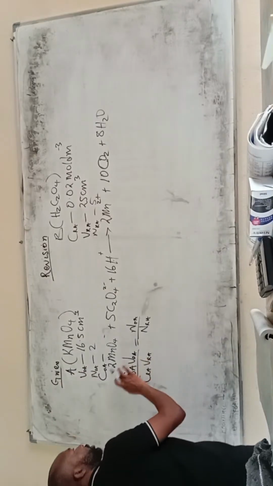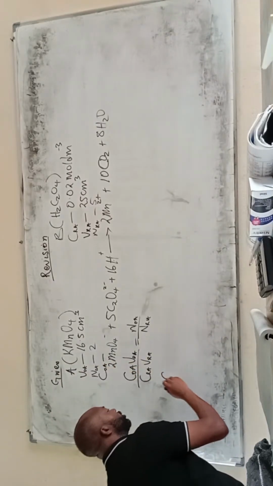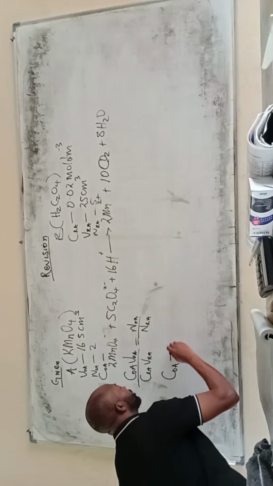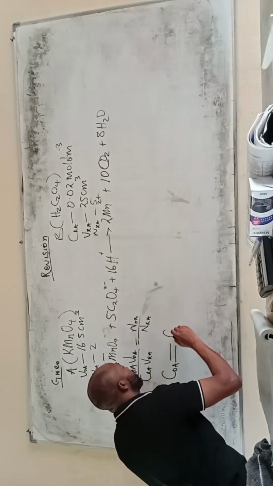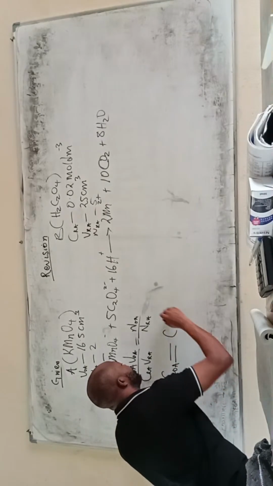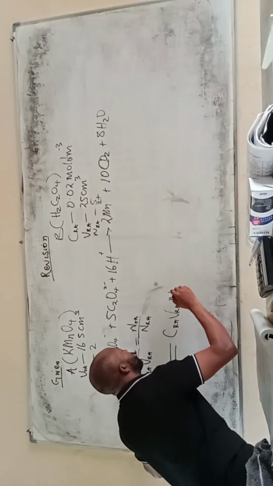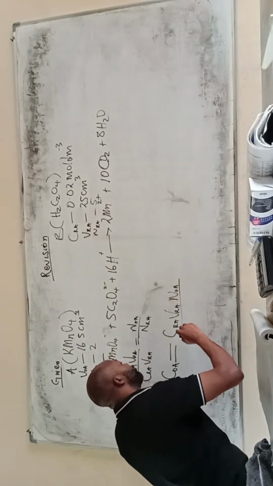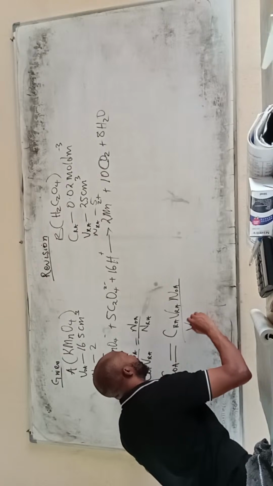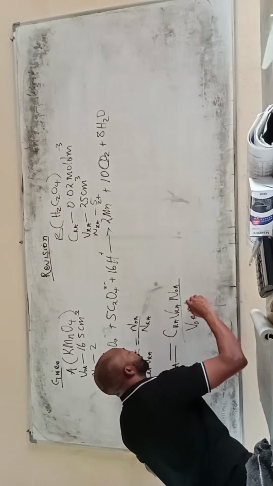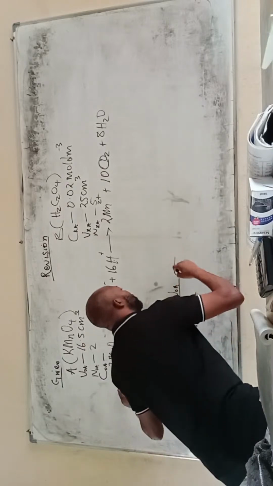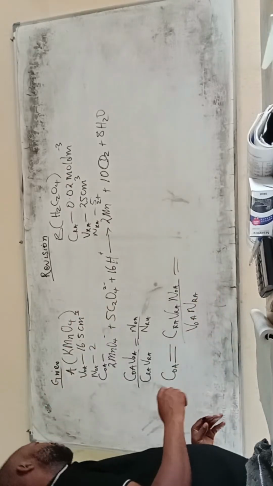And we're calculating the concentration of the oxidizing agent. So the concentration of the oxidizing agent is equal to the concentration of the reducing agent times the volume of the reducing agent times the number of moles of the oxidizing agent, all over the volume of the oxidizing agent times the number of moles of the reducing agent. And this is equal to, let's substitute the variables in it.